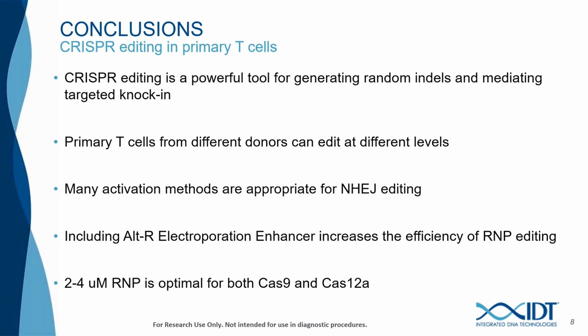So some conclusions from this section: CRISPR can be used for knockout and knock-in, and CRISPR in primary T cells has a specific, unique set of challenges that have to be optimized at various different steps. Many activation methods will work just fine for knockout, but 24 to 48 hours is optimal for the different activation methods that we tested. And lastly, including the electroporation enhancer increases the efficiency of RNP editing, and around 2 to 4 micromolar is optimal for both Cas9 and Cas12a.